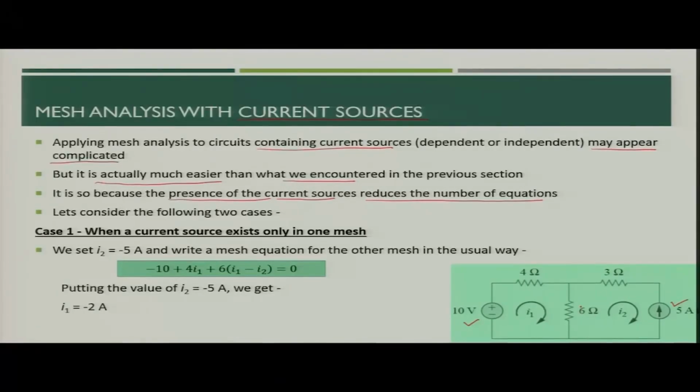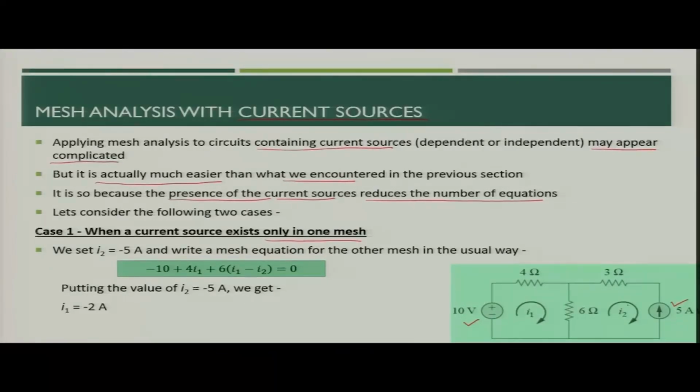Now, to analyze these kinds of circuits, let us take two cases, so that you can understand two different types of circuits containing current sources. First one is when the current source exists only in one mesh. So, in this particular case you will see that the current source exists only in this particular mesh. So, this is 5 ampere for this particular mesh. This other mesh contains the voltage source.